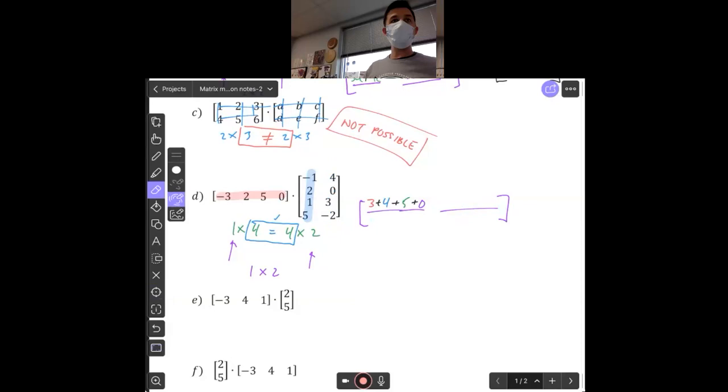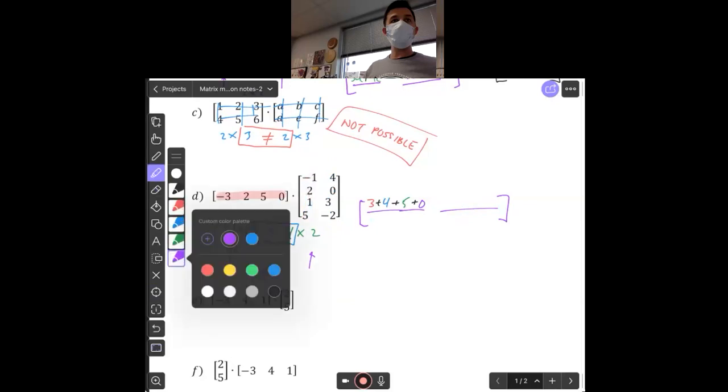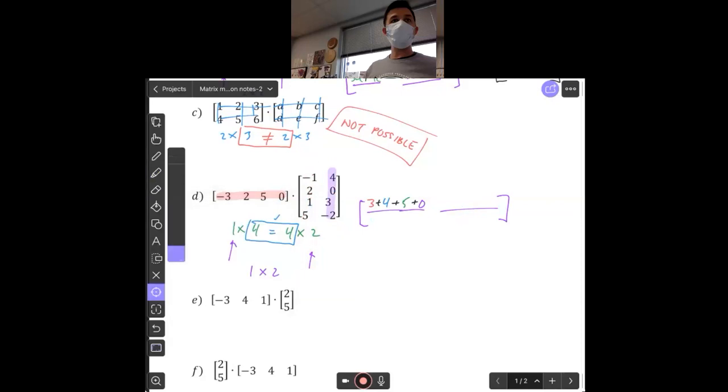Okay, how do you know when to move on? Now I'm going to take everything in this row times everything in this column. The very first thing times the very first thing. So -3 times 4. -12 plus. Now I'm on the -3, move 1 to the right. On the 4, move 1 down, so I'm at 2 and 0.